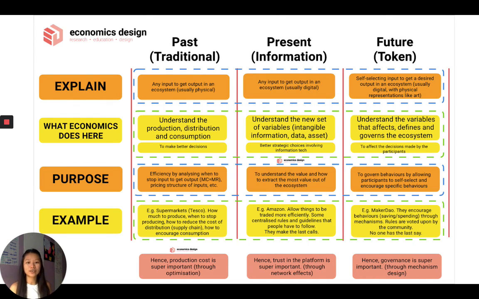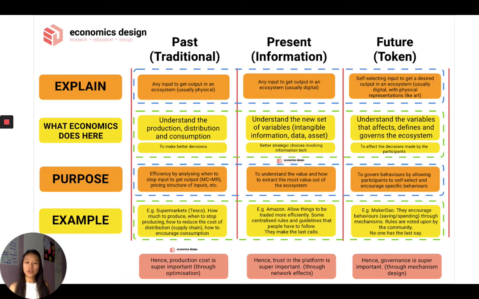We have decentralized governance. For example, we look at MakerDAO. MakerDAO is a stablecoin, and they want to encourage behaviors such as spending or saving the currency through different mechanisms. The rules are voted on by the community, and no one has the last say. They have two tokens, and if you have the governance token which allows you to vote, then you're part of the governance. Otherwise, you can just use the stablecoin for other things, and no one has the last say because it's a decentralized organization, and everyone has an equal say.